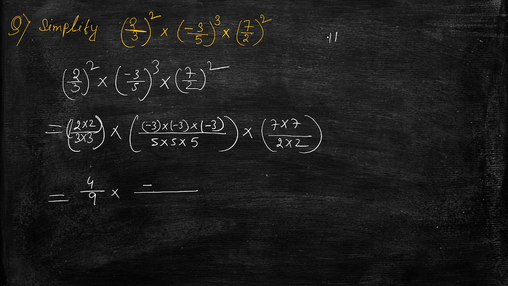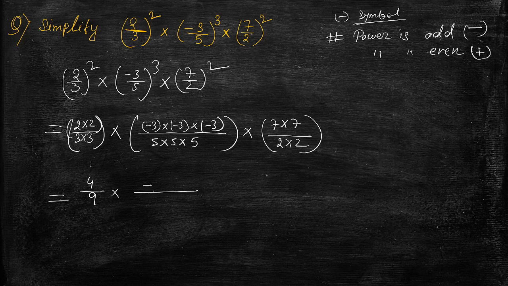Let me write it down. If the power is odd, and this is for a negative sign only, then the final sign will be minus, and if the power is even, then it will be plus. Okay, so minus 3 into 3, 9, 9 into 3, 27, and this is 5, 5, 5, 25, 125.